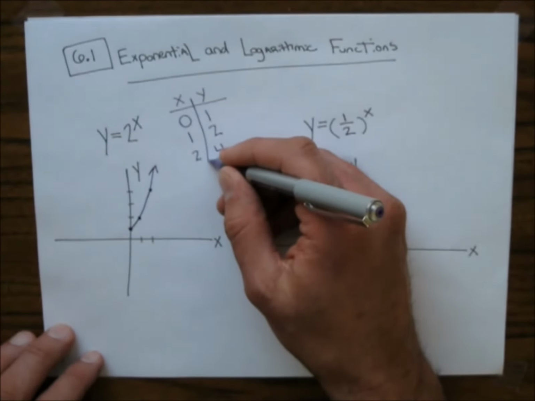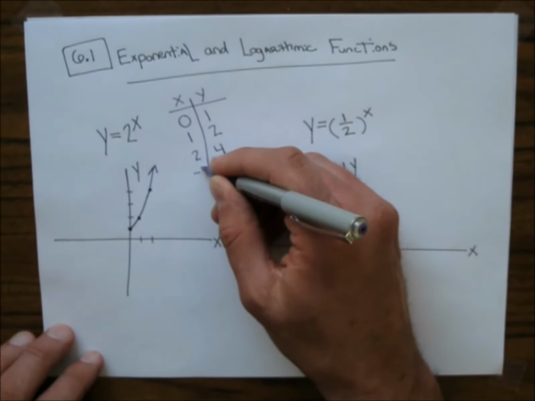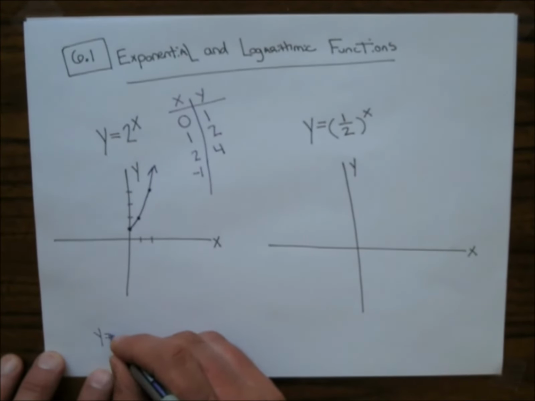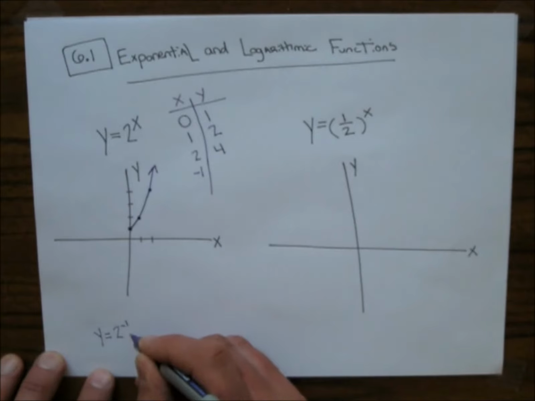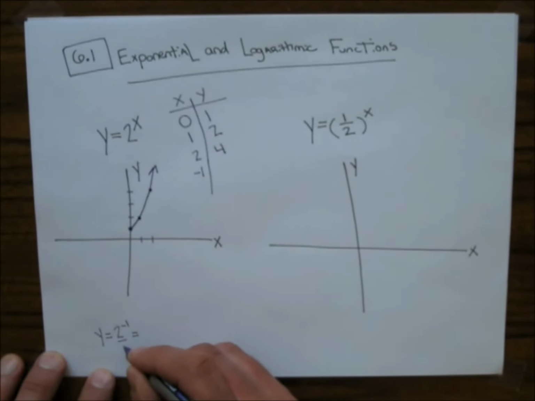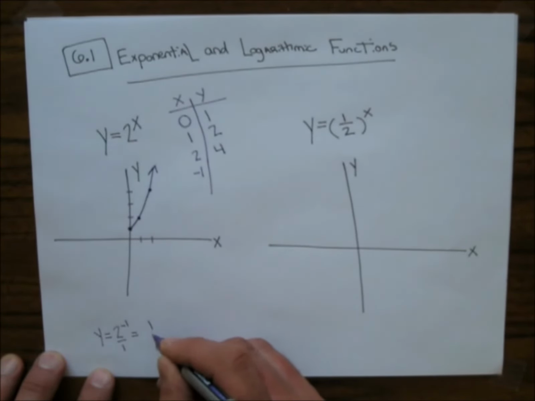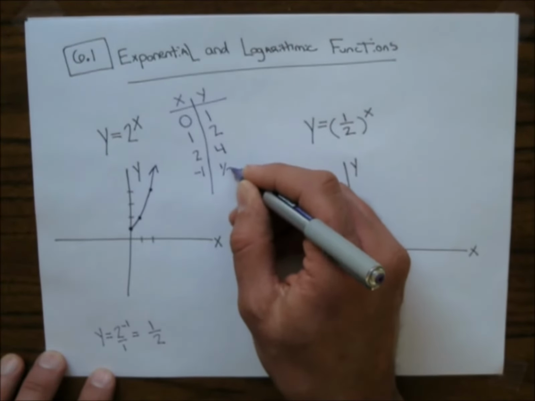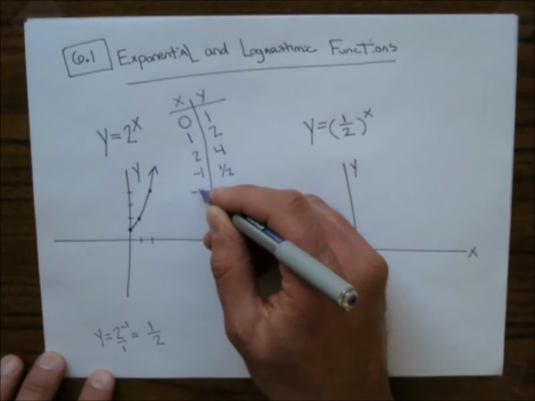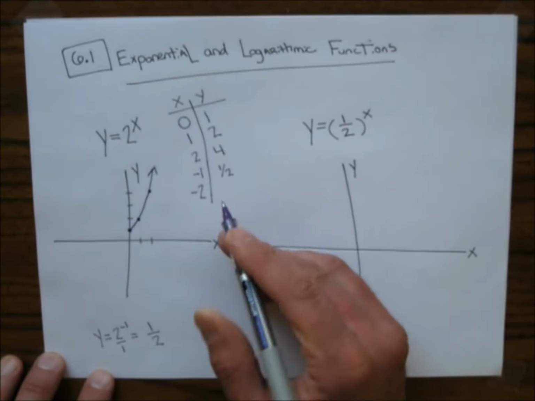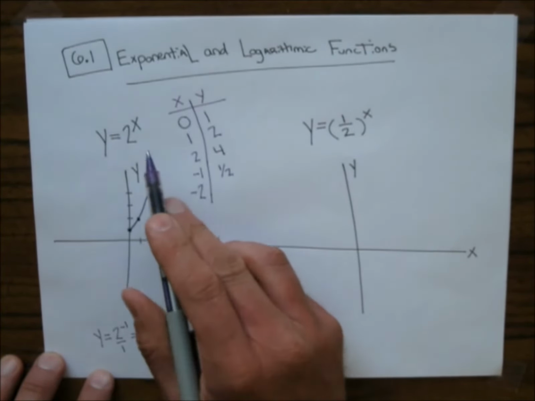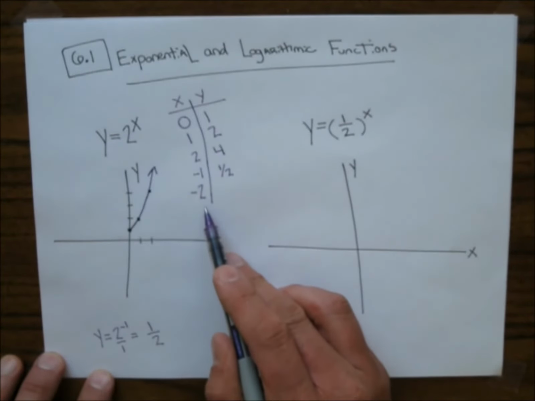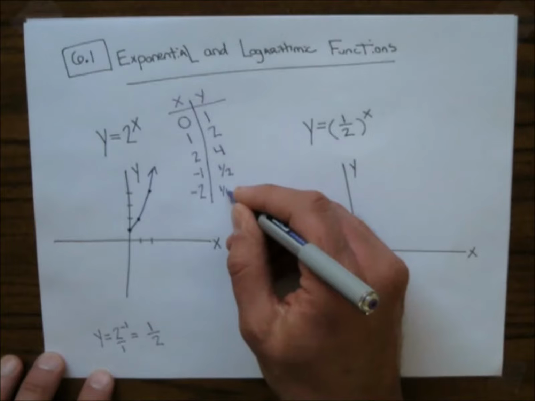Now let's plot some more points, like -1. Well, y equals 2 to the -1. That's really 1 over 2. You cross the line, change the sign, and that's 1/2. And by the same reasoning, you can plot -2 for x. It's 2 to the -2, which is 1/4.